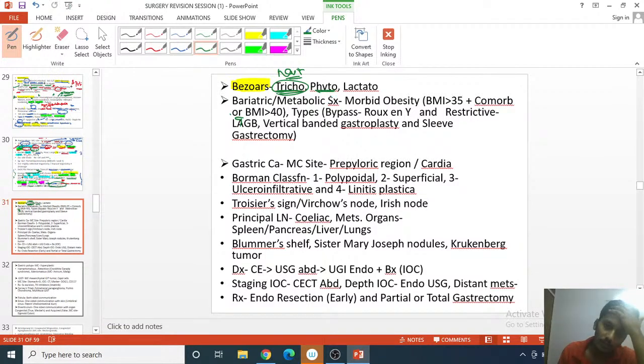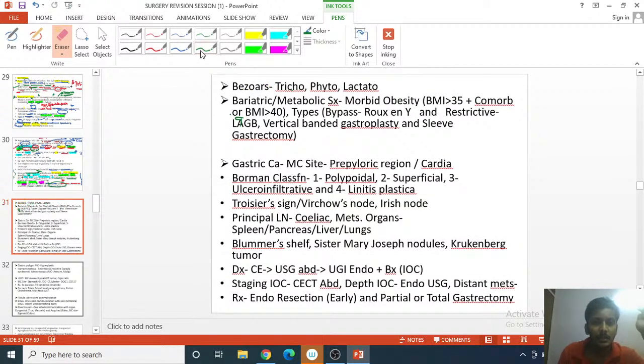Second is phytobezoar. Phytobezoar is vegetable matter. Okay, so कच्चे कोई भी vegetable matter जो होगा, that the person would ingest and it leads to accumulation of this vegetable matter in the stomach, that is known as phytobezoar. And last one is your lactobezoar. Lacto नाम से पता चल रहा है, it is due to dairy products. Okay, milk and dairy products.